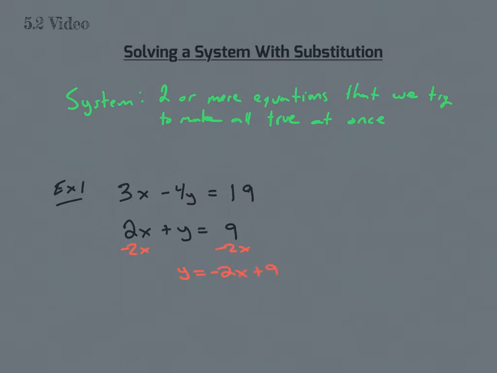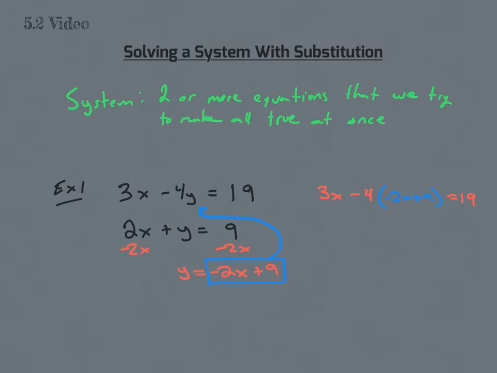Now what I've done is I've created a statement that says y is the same as negative 2x plus 9. So I'm going to take that negative 2x plus 9 and substitute it in, which is why it's called substitution, into the first equation for y. So that first equation is now going to be 3x minus 4 times negative 2x plus 9 equals 19. I've rewritten the entire first equation, but instead of y, it now says negative 2x plus 9.